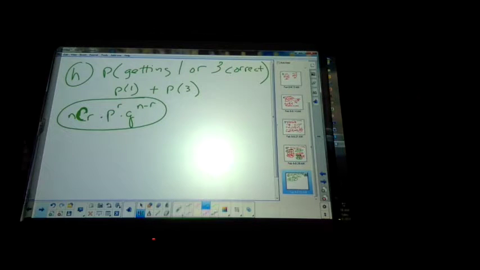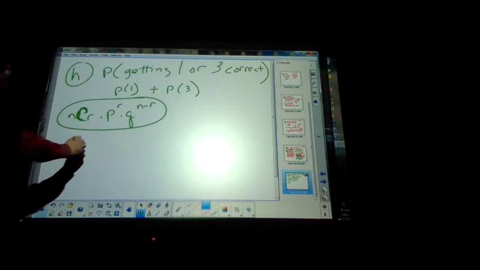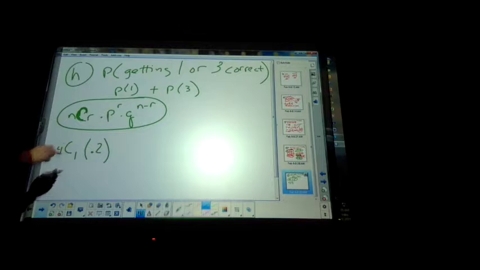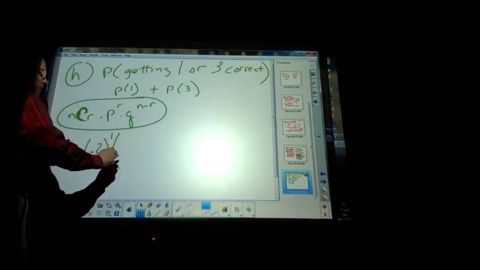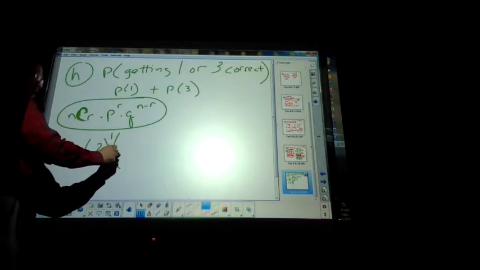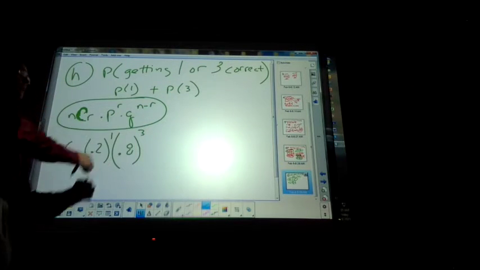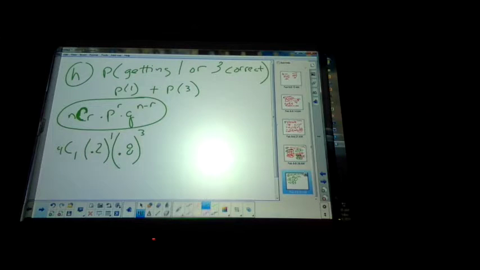All right, you ready? So I have 4 choose what? 1. The probability of me getting a question right is what? 0.2. It's 1 out of 5, which is 0.2. I'm going to raise that 0.2 to what power? 1. The probability of me getting them wrong is 0.8 or 4/5. What am I going to raise that to? The third. Why is it the third? Because these two events have to add up to the number of questions left.